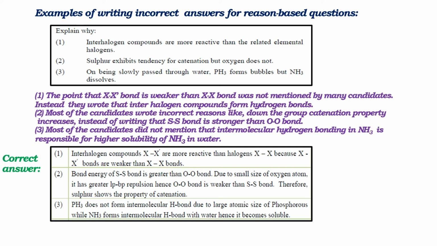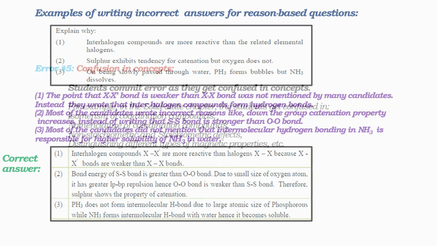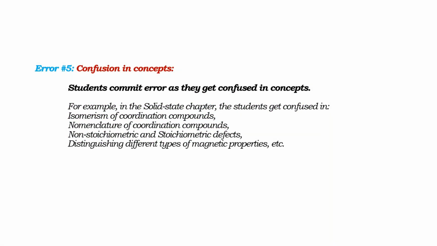Most of the candidates did not mention that intermolecular hydrogen bonding in ammonia is responsible for the higher solubility of ammonia in water. Error number 5. Confusion in concepts. Students commit errors as they get confused in concepts.